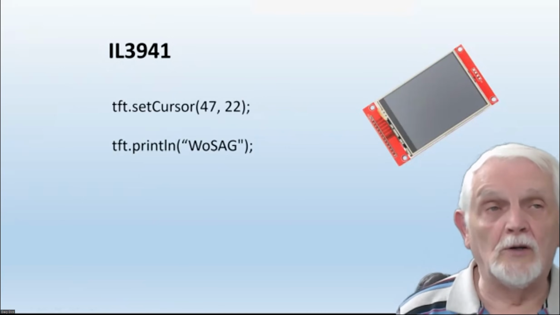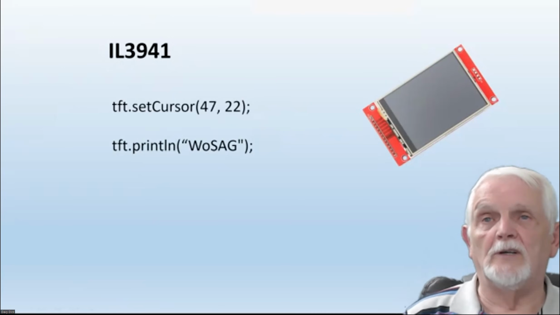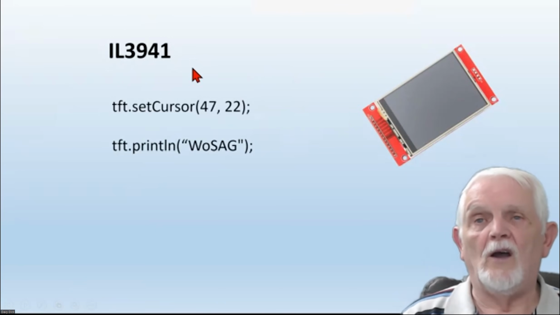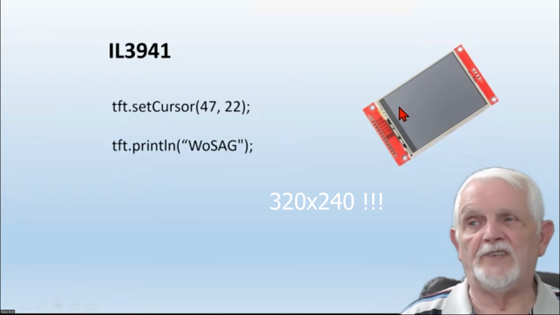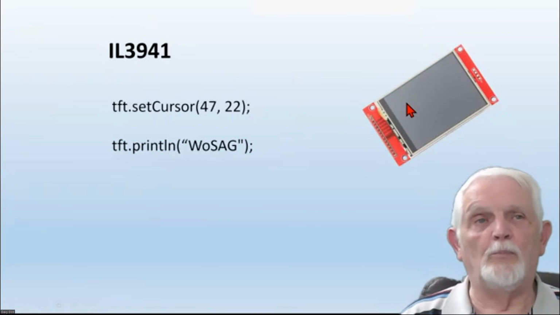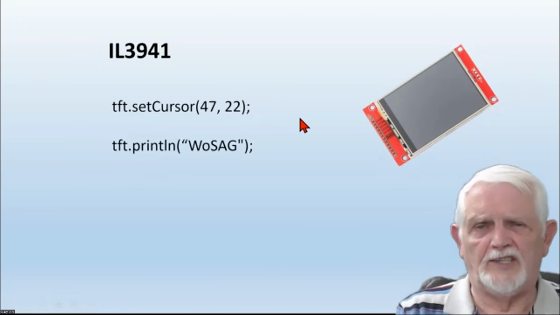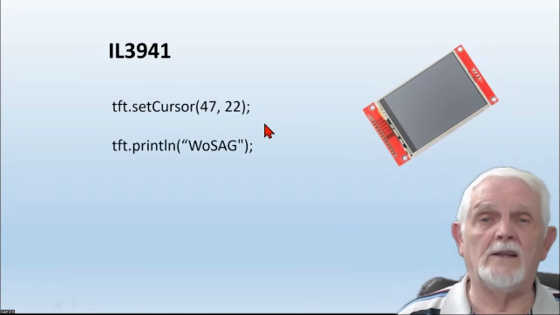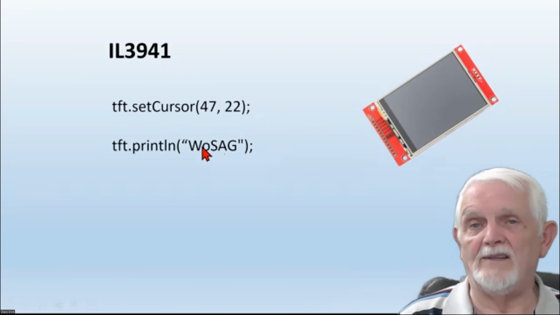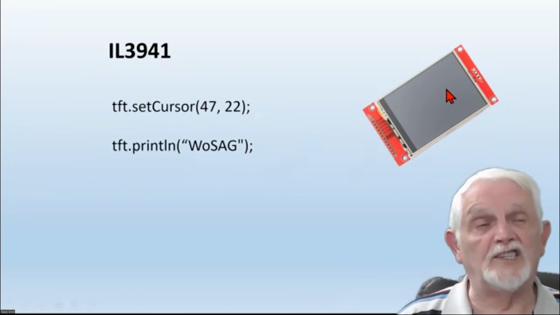So all I need to know is, how do I use it? In terms of writing to this screen, all I need to know is move the cursor. Remember, it's 320 by 480. So that would be 47 and 22 in from that end. So I'm in here somewhere roughly, and I'll print the word WoSAG. I've got more control over that. I can set the type size and all that kind of stuff. But at its simplest, I can go anywhere on the screen, and I can also put in what I want to have displayed on the screen.